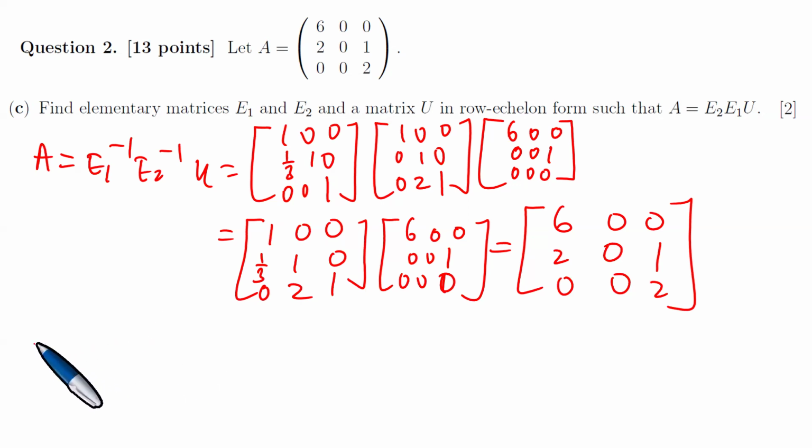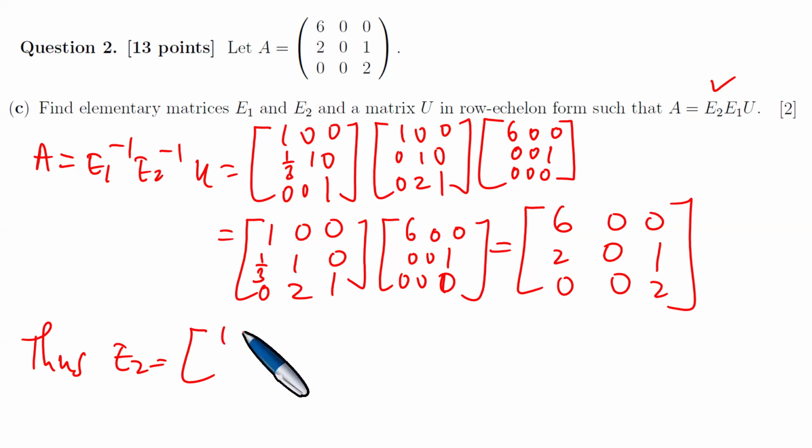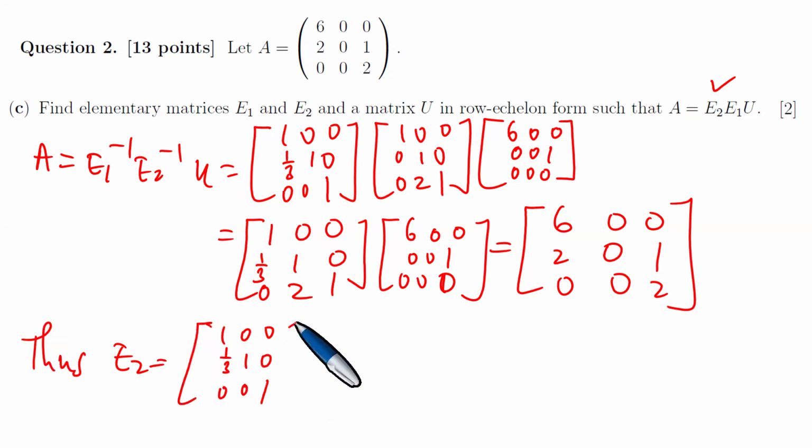So it means that we can then say thus, the matrix E2 here is this one, 1 0 0, 1/3 1 0, 0 0 1. Okay, so that is what we're getting here. And then now the matrix E1 is what? It's this one here.